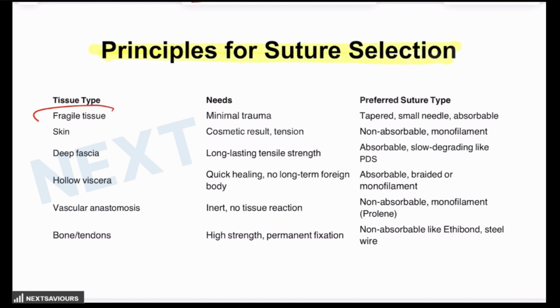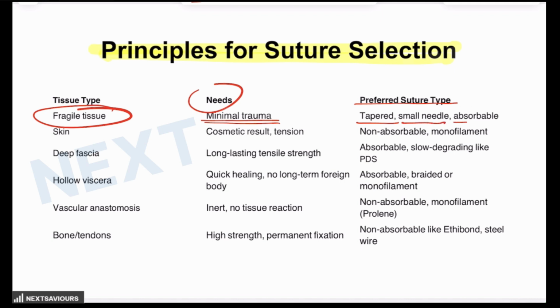If you look at the first one, if we are dealing with a fragile tissue, which can be easily broken by a needle itself, what is the need? The need is that the suture material should cause minimal trauma to that tissue. So what is the preferred suture type obviously utilized? It should be tapered. That means the needle should be tapered.